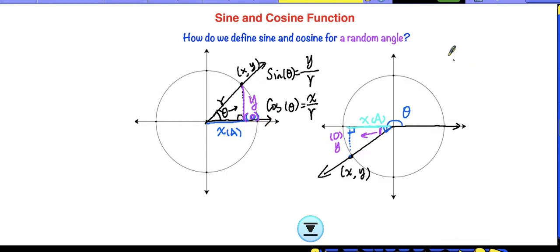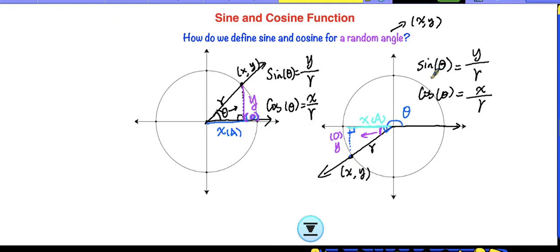So for sine theta, we are going to use the distance of the y coordinate of this angle over the radius r, because this is a circle, the distance of the radius. And cosine theta is going to be x over r. So no matter how you draw the angle, we always use coordinates. We always use the coordinates to define this angle here, and that's it. That's how we define this in a random circle.